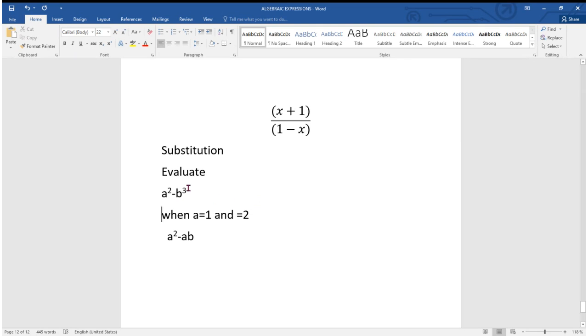Now what is a squared? Just like I said last time, a squared means a multiplied by itself. So when a is equals to 1, in this particular case, we say it is 1 times 1, and the answer is 1.